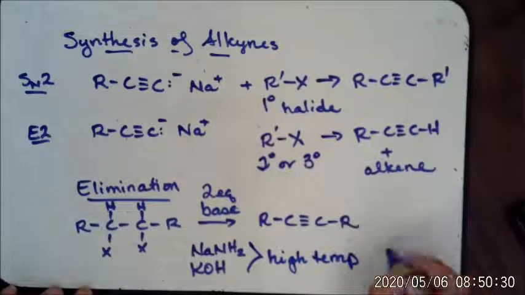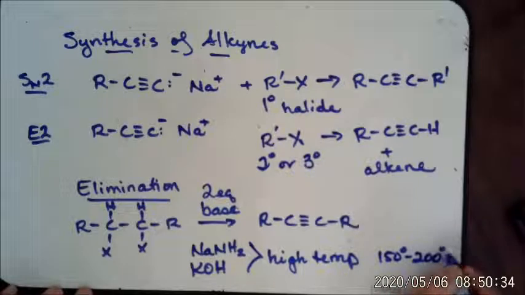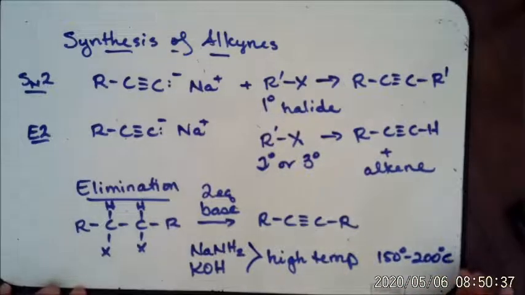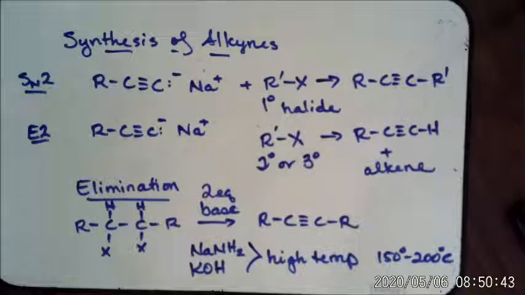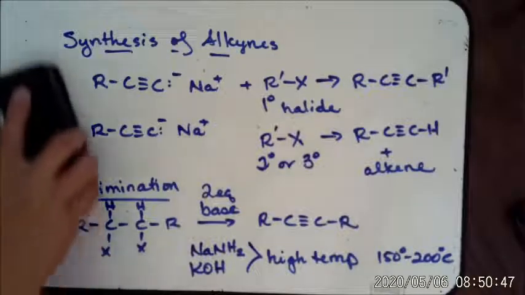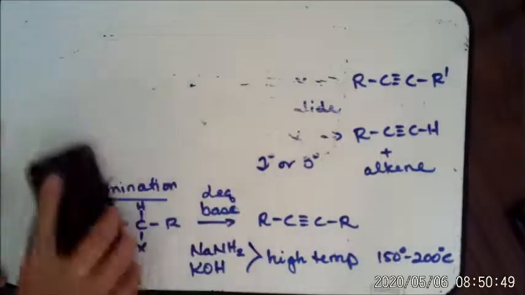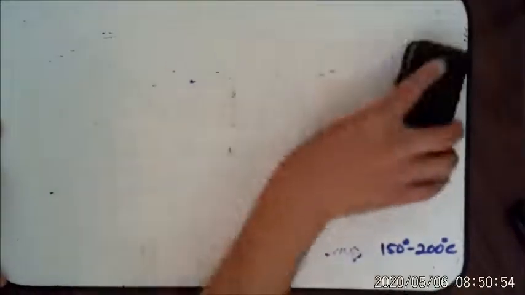So we're talking about 150 degrees to 200 degrees Celsius. Okay, so far so good? Okay, so one way is by elimination, right? And let's take a look at another way: you already have the terminal alkyne and you're extending it, and so you're going to do that via SN2. Okay.